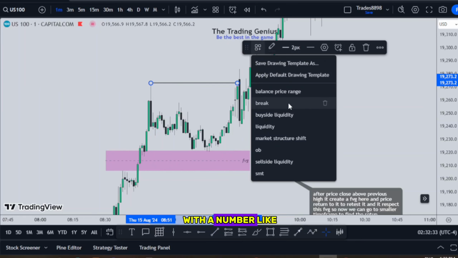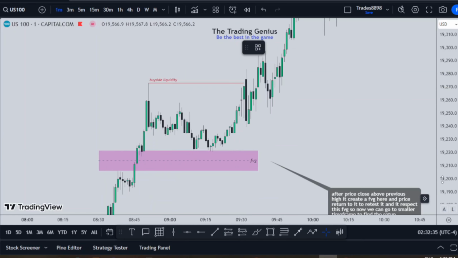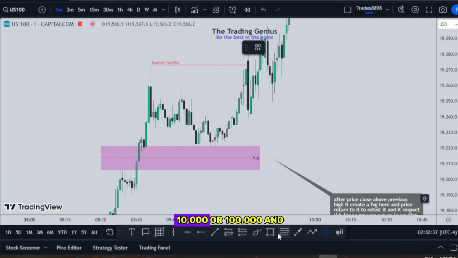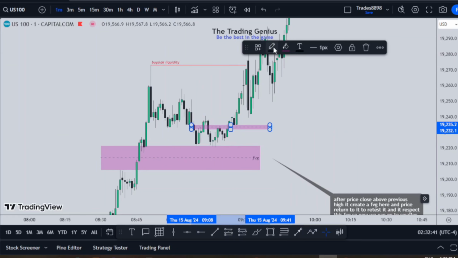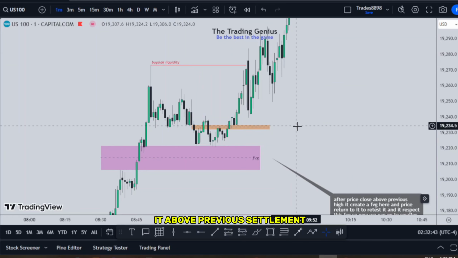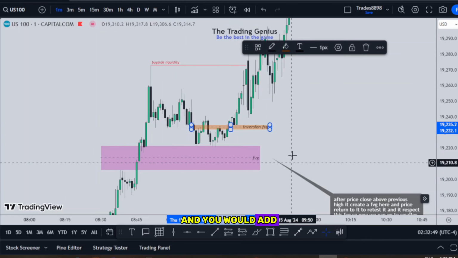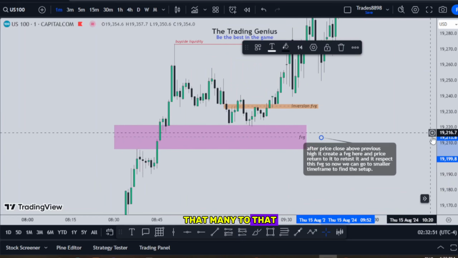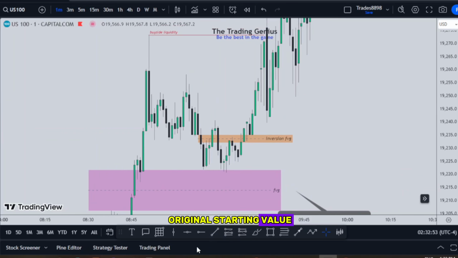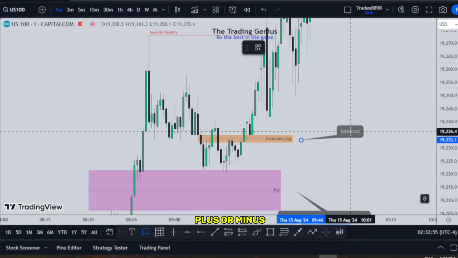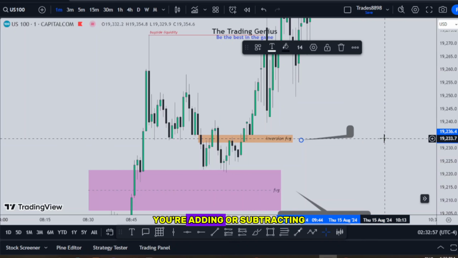And you can start with a number like, I don't know, use a value like 10,000 or 100,000. And then today's opening price, how many ticks is it above previous settlement? How many handles is it or points above it? And you would add that many to that original starting value. And then every day, plus or minus, you're adding or subtracting to that. And it's creating this cumulative line.